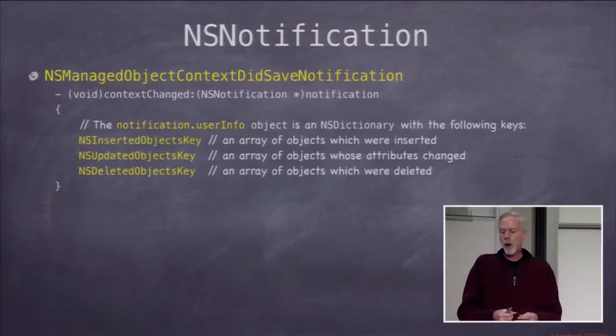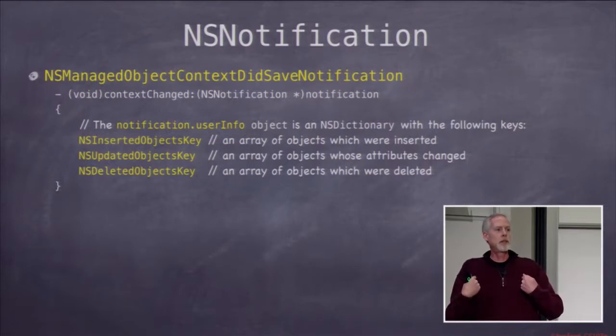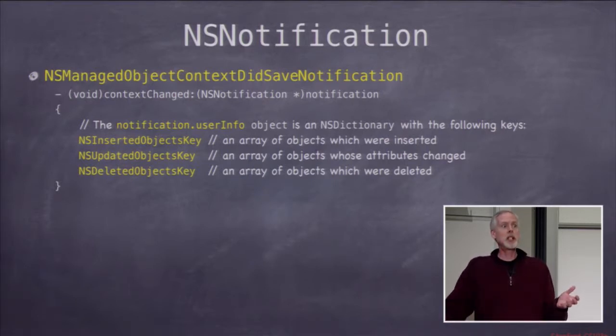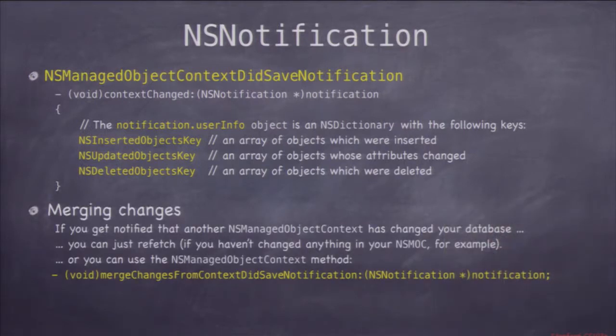And what would I do when that happens? Well, two things. One, I could just refetch all my objects. Okay, I know the database has changed, I'll just refetch them all. We haven't talked about fetching, but I could refetch and get a fresh set of everything. But actually, this context did save notification gives you, inside of its userInfo, a dictionary with three arrays that are a list of all the objects that changed. And you can merge those changes into your context using this NSManagedObjectContext method, mergeChangesFromContextDidSaveNotification. You just give it the notification and it'll automatically merge all those changes into your context, which is pretty cool. This is a very underappreciated method, okay?